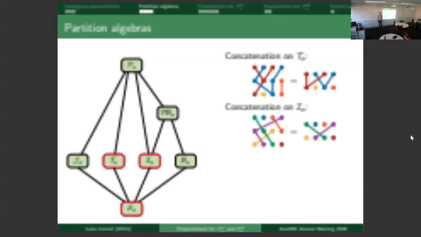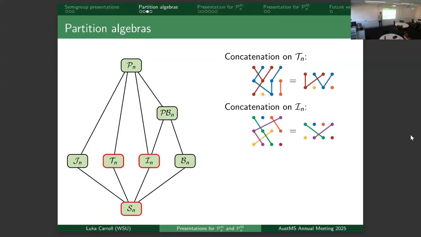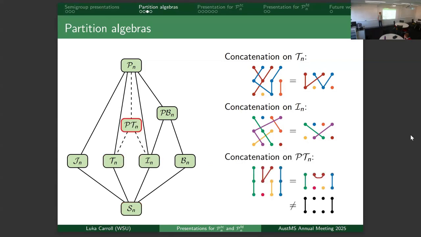The reason for this is that concatenation is equivalent to composition when performed on the elements of Tn, In, and then, of course, Sn. Note, however, that the partial transformations are not a submonoid, even though they are a subset of partitions. They're not a submonoid, as the operation of concatenation is not equivalent to composition on all the elements of PTn.